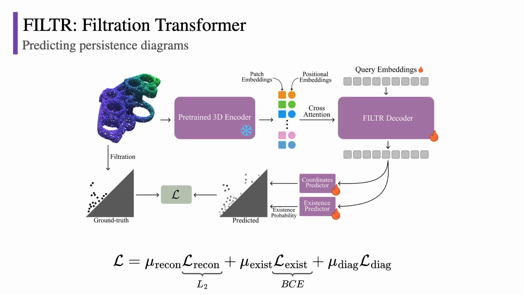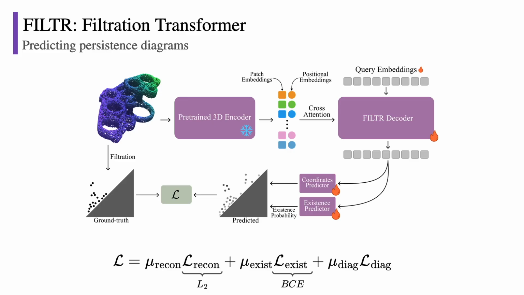Motivated by this, we developed a way to predict persistence diagrams directly. We introduce FILTR, the filtration transformer. FILTR treats diagram generation as a set prediction task by adapting a DETR-like transformer decoder. It takes patch embeddings and positional embeddings from a frozen pre-trained 3D encoder. These condition the decoder through cross-attention against a set of learned query embeddings. The model then predicts both the coordinates of the persistence pairs and an existence probability to filter out topological noise.